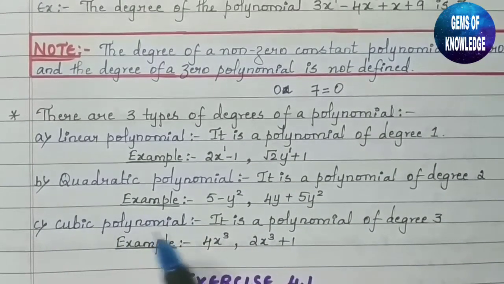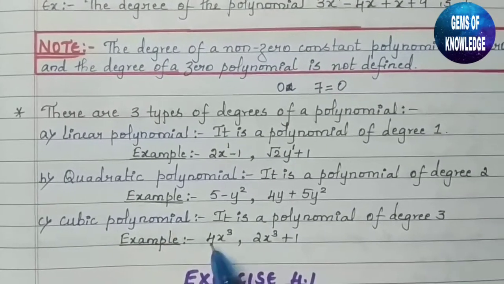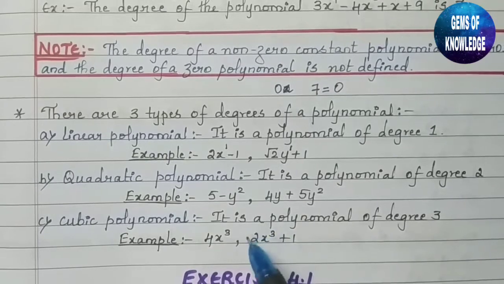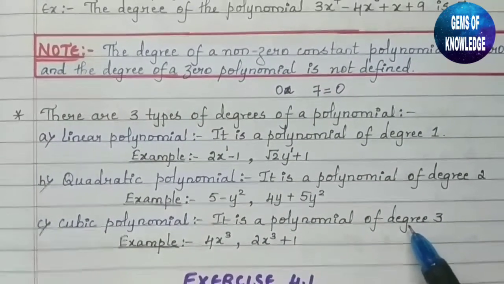Similarly, you can see a cubic polynomial. It is a polynomial of degree 3. Here are the examples, x cube and 2x cube. These are nothing but cubic polynomials because they contain degree 3.